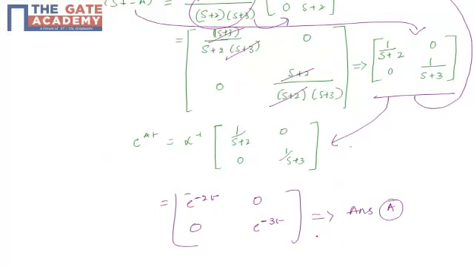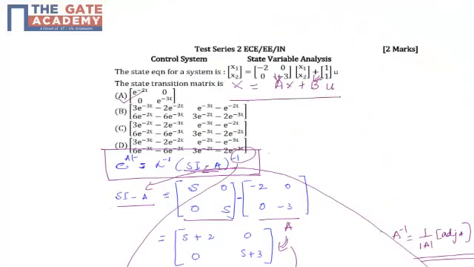So from this question we have learned how to find out the state transition matrix for the given system, which is of the form x dot is equal to A into x plus B into U, and how to find out the inverse of this matrix.